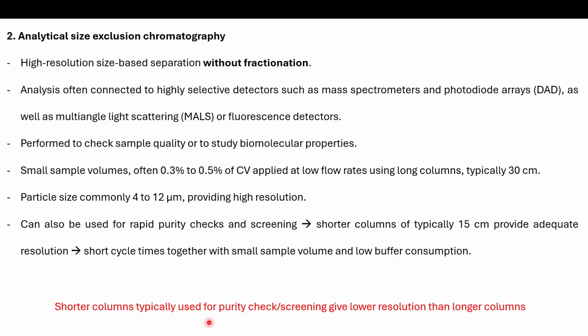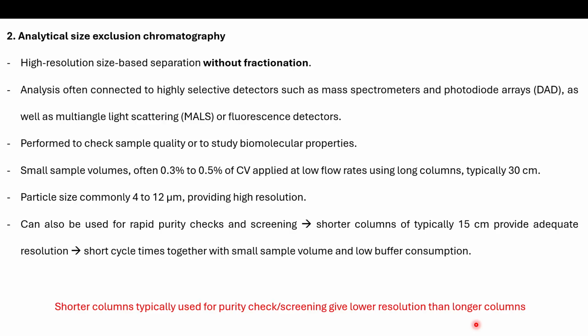Shorter columns are typically used for purity checks or screening, but they give lower resolution than longer columns, because in longer columns there is a higher number of plates. It has more time to resolve better. The particles inside the complete sample, particles of different sizes, have enough time to resolve. Okay. But another disadvantage of having longer columns is if your sample is kind of diluted.